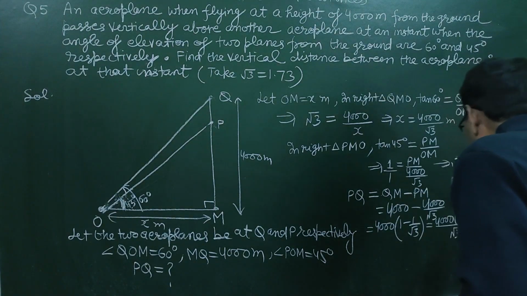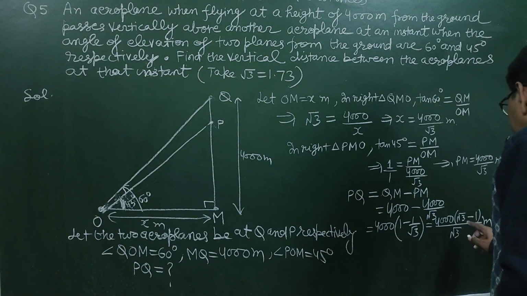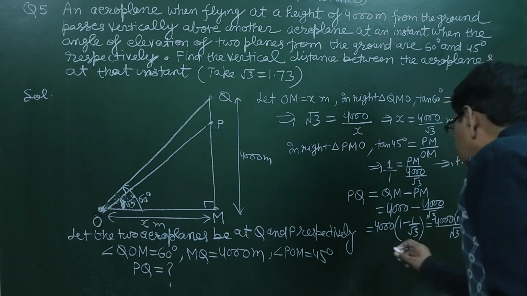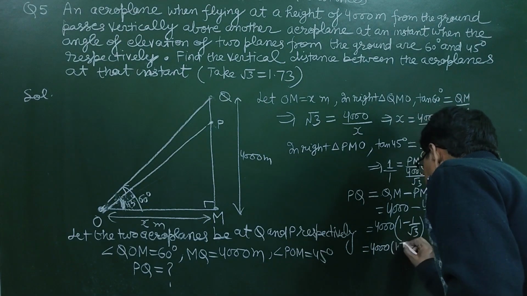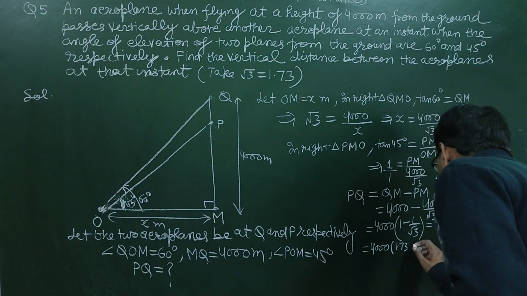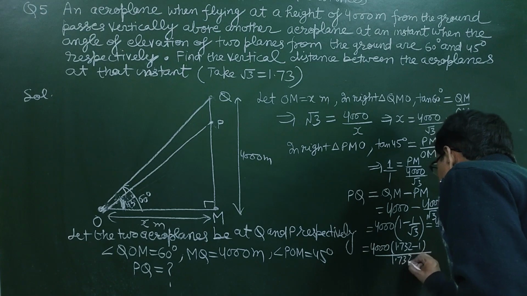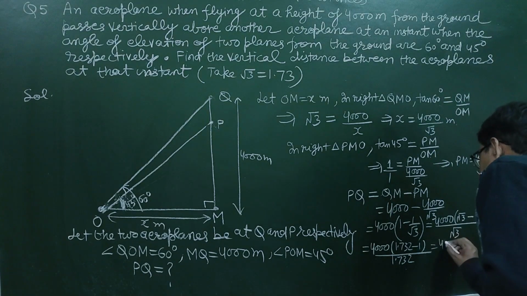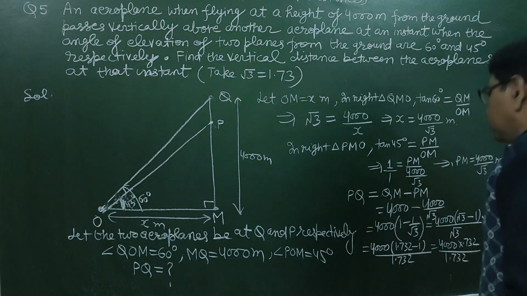Now putting the values here. So if we put the value 4000 into 1.732 minus 1 upon 1.732, this is equal to 4000 into 0.732 divided by 1.732.